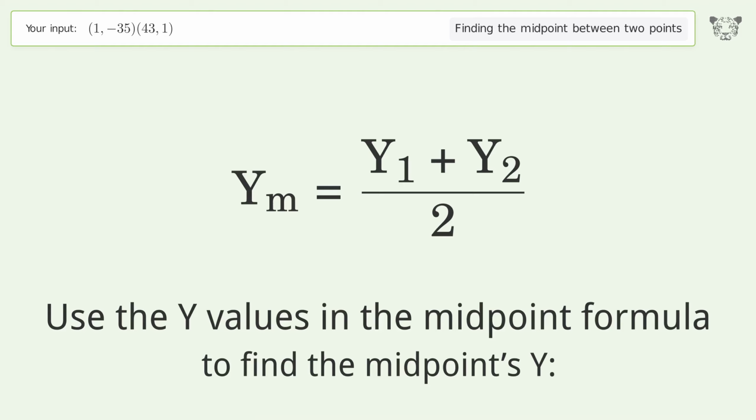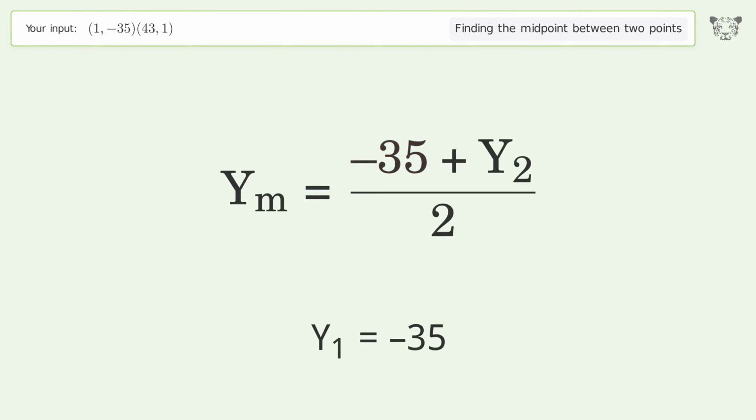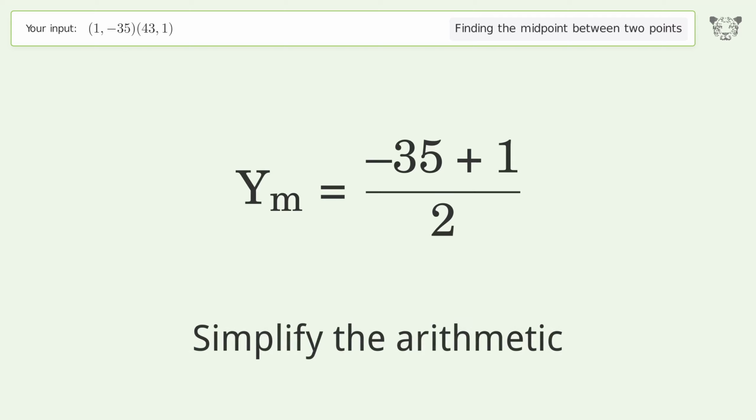Use the y values in the midpoint formula to find the midpoint's y. y1 equals -35. y2 equals 1. Simplify the arithmetic.